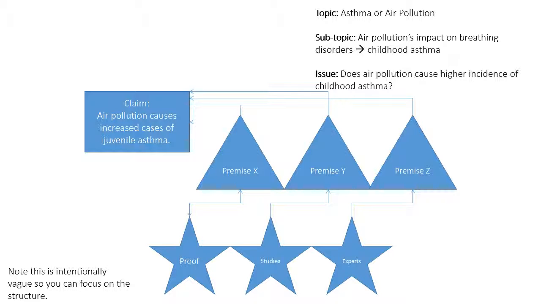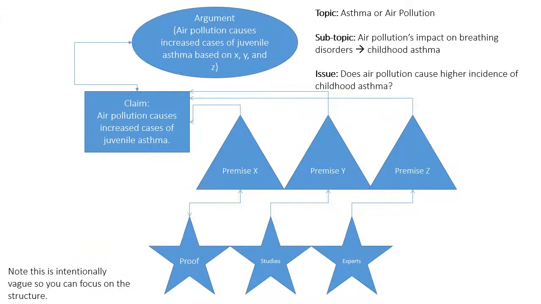It hangs from each premise. Your premises then prove or support the claim. And that, my friends, is how you form an argument. Like air pollution causes increased cases of juvenile asthma based on X, Y, and Z. The X, Y, and Z are your premises. And then you have proof that support each of those premises, and all those premises then that you've proved or supported feed back to prove or support the claim. That's how it works.